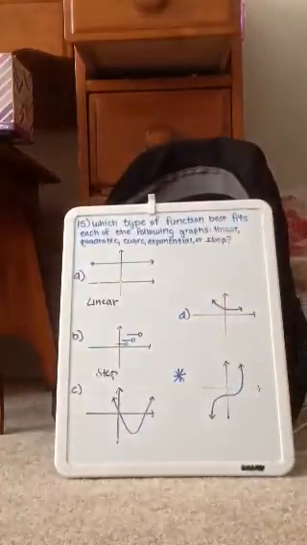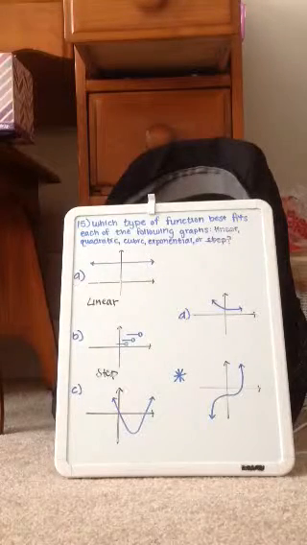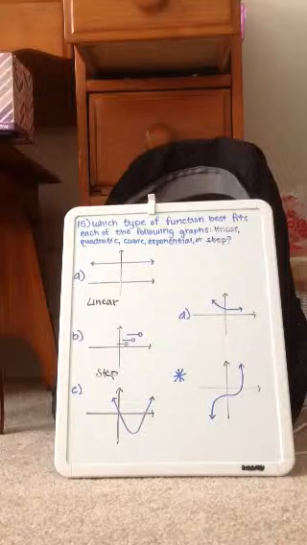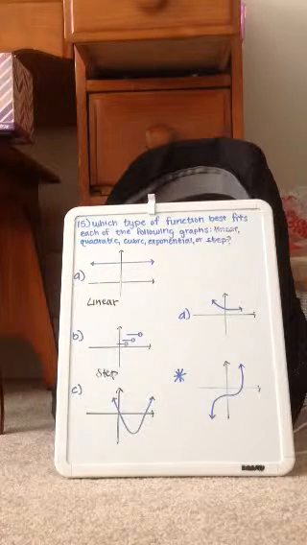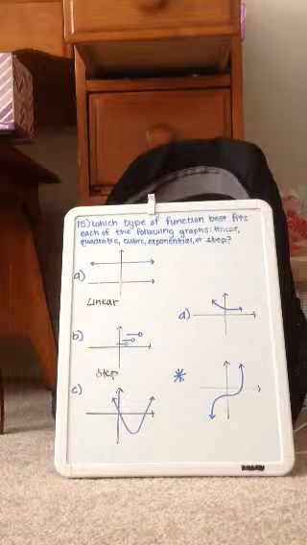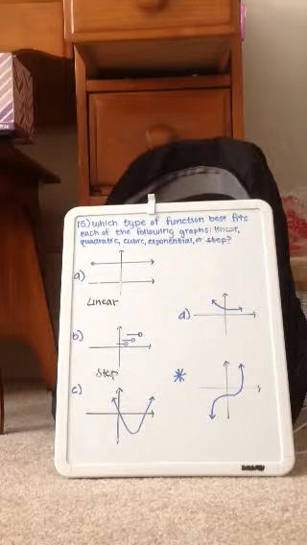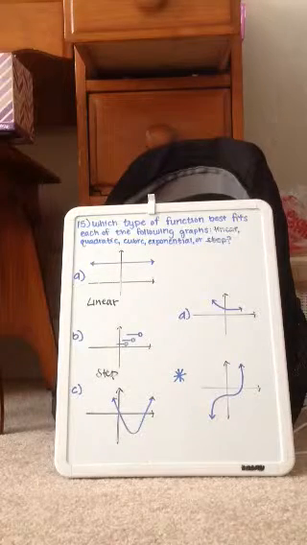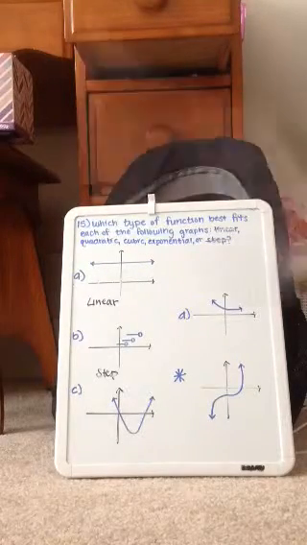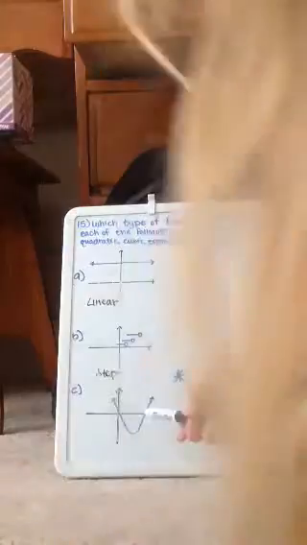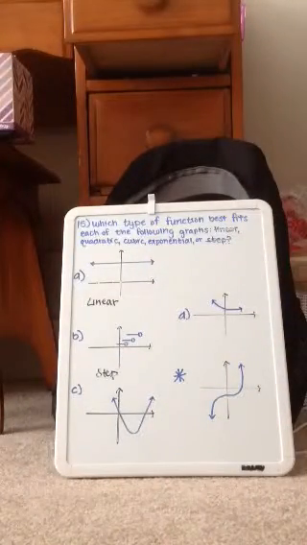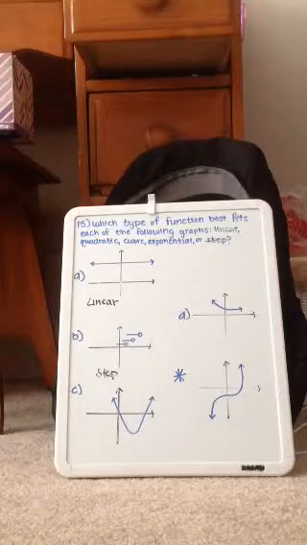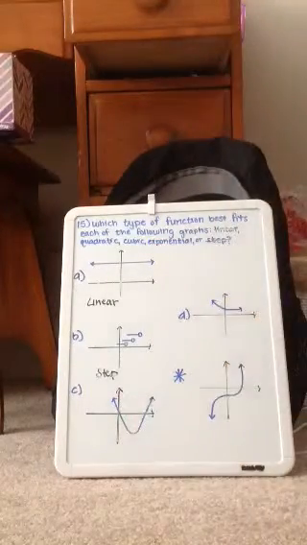So let's go to C. C looks like a U. I guess it could be a V depending on how pointy you make it. Let's look at the definition of quadratic. A graph's a parabola. Parabola is a U shape. So it's pretty simple. This is quadratic. Looks like a big U. It opens upward and it can open downward. So you just flip it upside down.